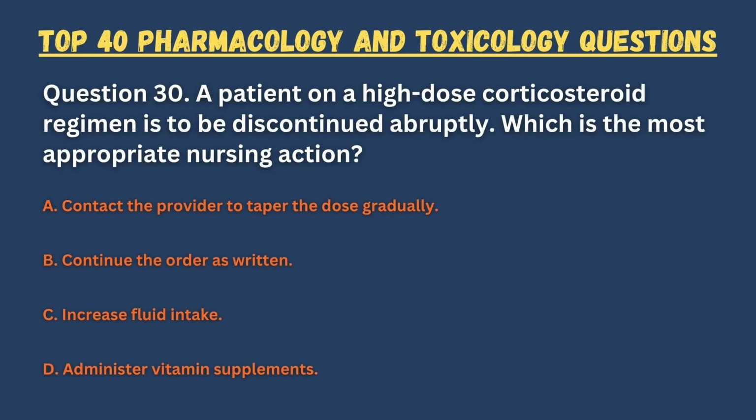Question 30. A patient on a high-dose corticosteroid regimen is to be discontinued abruptly. Which is the most appropriate nursing action? A. Contact the provider to taper the dose gradually. B. Continue the order as written. C. Increase fluid intake. D. Administer vitamin supplements.